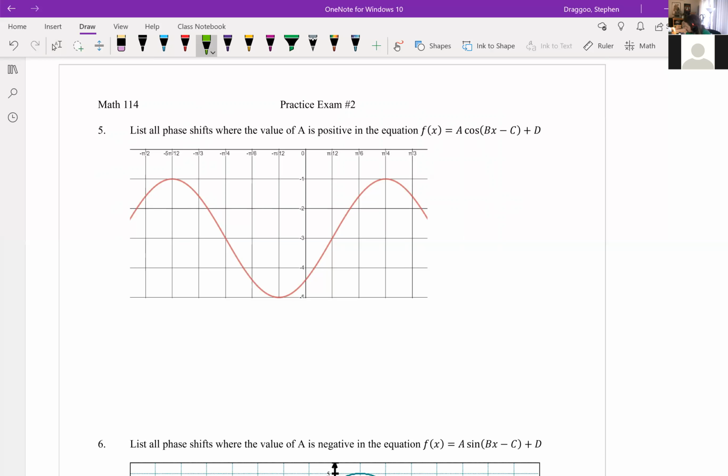So problem 5, list all the phase shifts where the value of A is positive in the equation f of x is A cosine bx minus c plus d. So we're looking at positive, and we're looking at cosine, which means those 2 points are our 2 potential phase shifts in this graph that have a positive A value. So negative 5 pi over 12 and pi over 4.